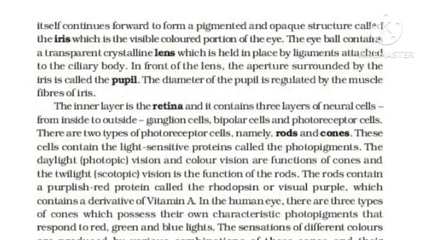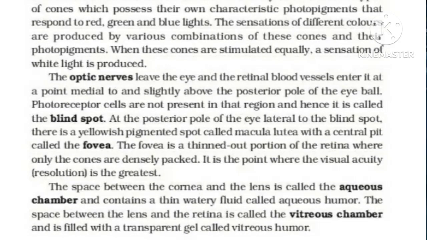of vitamin A. In the human eye, there are three types of cones which possess their own characteristic photopigments that respond to red, green, and blue lights. The sensations of different colors are produced by various combinations of these cones and their photopigments. When these cones are stimulated equally, a sensation of white light is produced.